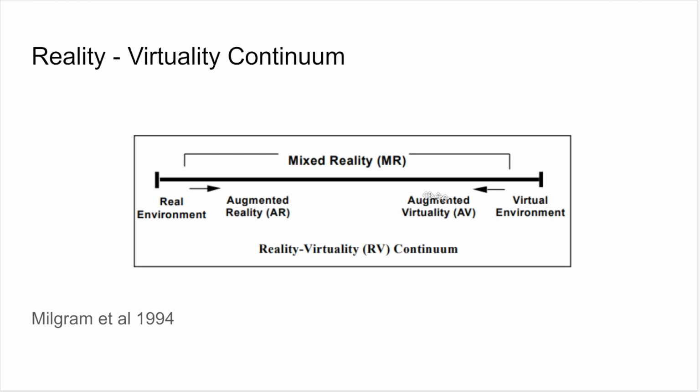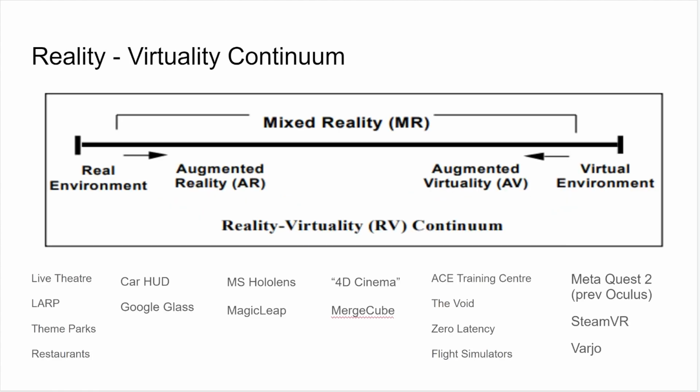On this side, we have augmented virtuality, which is a little bit closer to the virtual environment, but still has some real world elements. And then as we move over to this side of the spectrum, we have augmented reality. And in between there, we have what we would term mixed reality. So that's not too bad, right? We can handle that. Well, if we actually look at some concrete examples of what we have these days, it gets a little bit complicated.